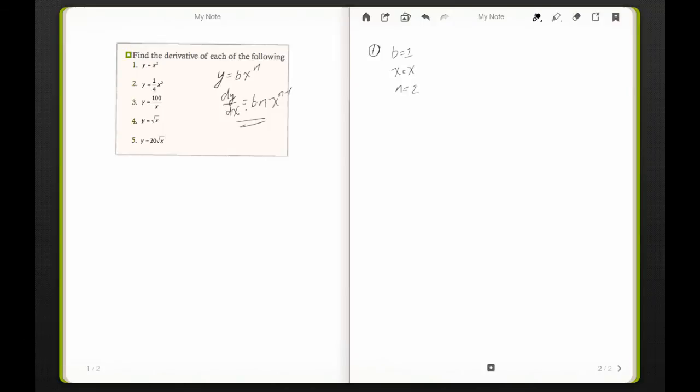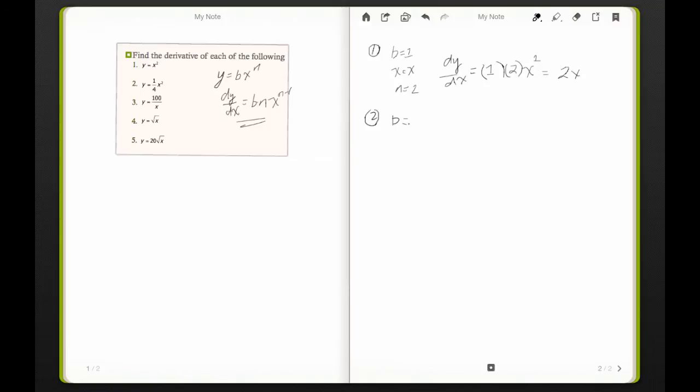So now I'm just going to use this power rule. What that yields is dy/dx is equal to 1 times n, which was 2, times x to the n minus 1, which ends up just being 1. I simplify that and I get 2x. So now let's move on again. Let's go to the second one.